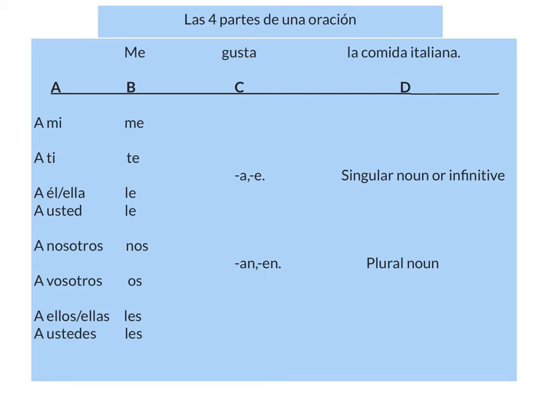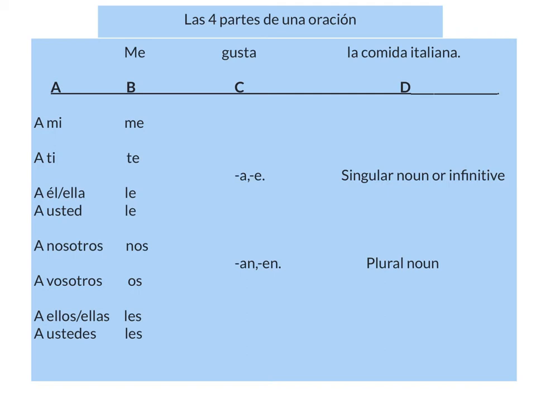So, the four parts of the sentence, parts A, B, C, and D, always go in this order, A, B, C, and D. To review, parts A and B will always work in unison, meaning whichever part you have in A, you have to use its counterpart in B. Likewise, parts C and D work together as well. If you have a singular noun or an infinitive, you need a singular conjugation. And if you have a plural noun, you need a plural conjugation.